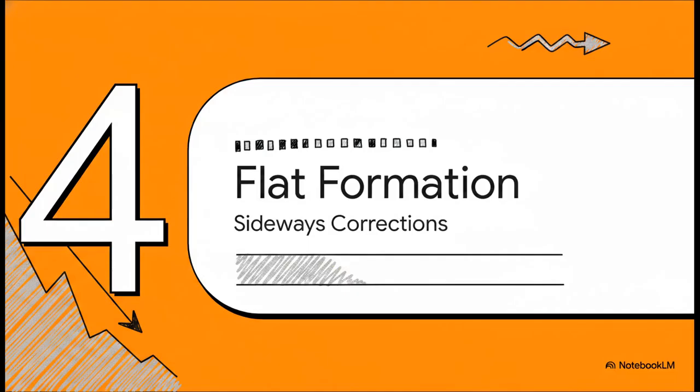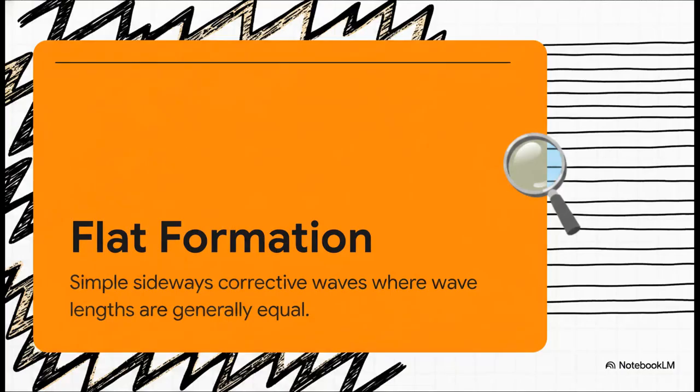Section 4. The flat formation. Now, if the zigzag is a steep cliff, our second pattern, the flat formation, is a totally different animal. These are simple, sideways corrective waves. The market isn't violently retracing here. It's pausing. It's consolidating. In these flats, the lengths of the individual waves are generally pretty equal to one another.